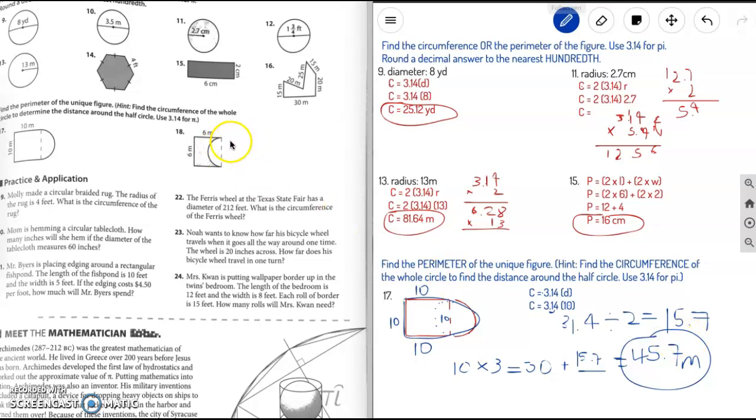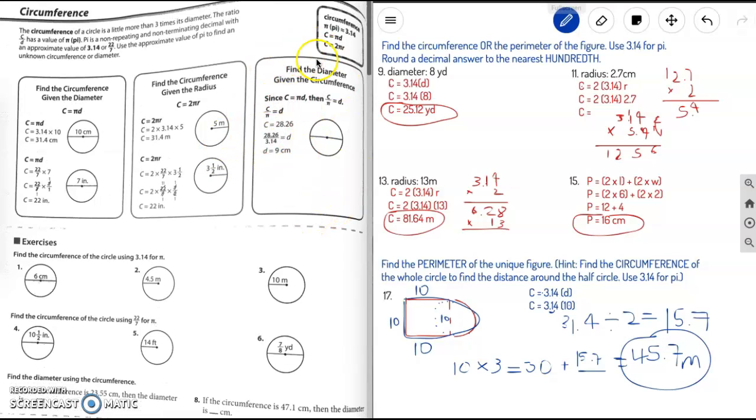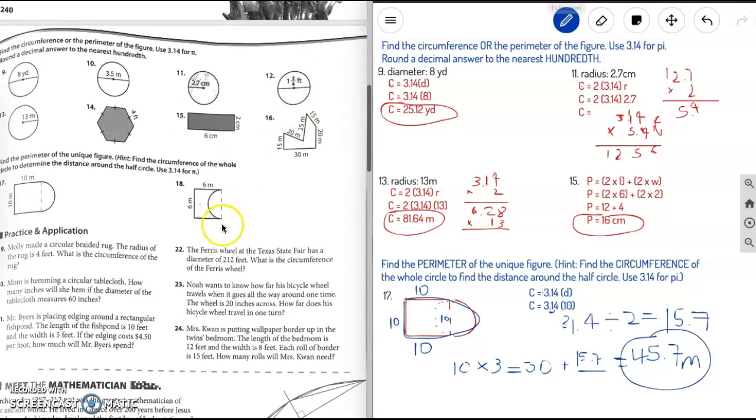Try number 18. This time you actually have to find the diameter here, right? So you're going to be using this formula because you have to find the diameter. That's the diameter because you have to add this, that, this, and that.